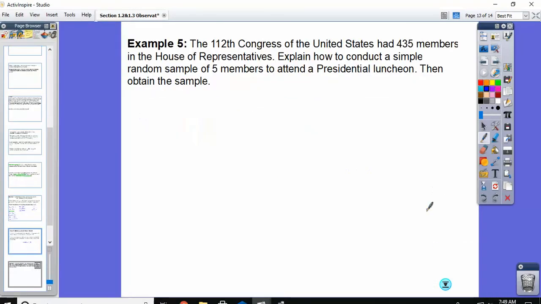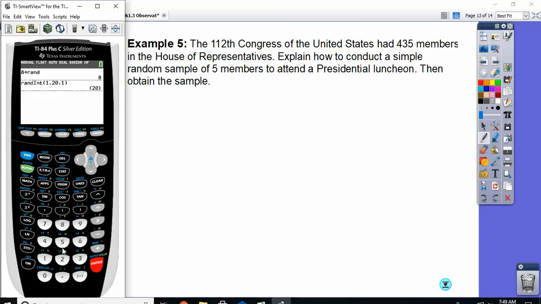Okay, so let's look at an example. The 112th Congress of the United States has 435 members in the House of Representatives. Explain how to conduct a simple random sample of 5 members to attend a presidential luncheon, then obtain the sample. So first, if we're going to do it on our calculator, what you would have to do is make a list. You would number 1 through 435 and assign each of those numbers to a person. After that, we would use our calculator to get a random number.